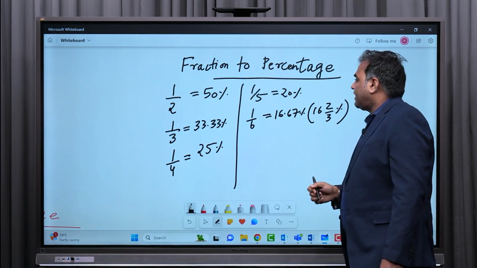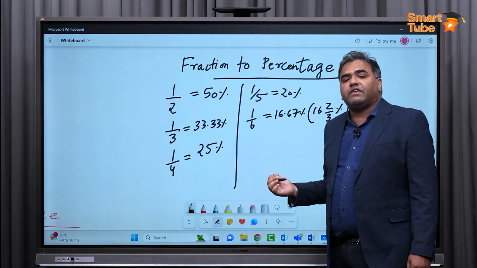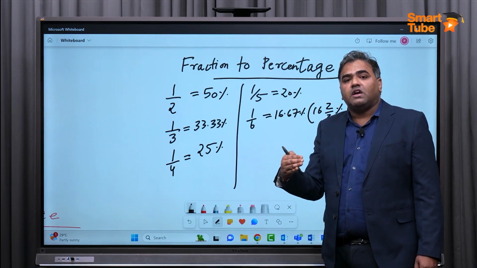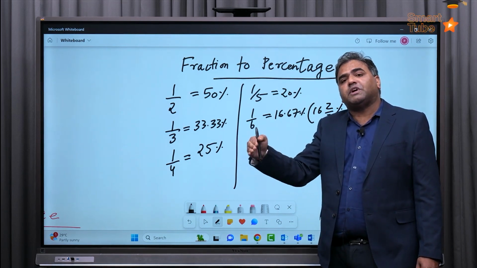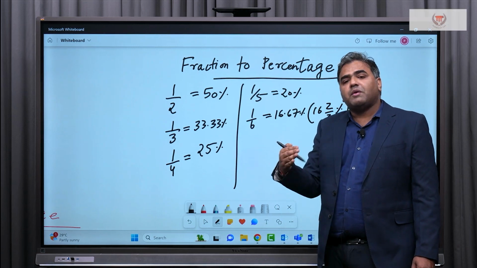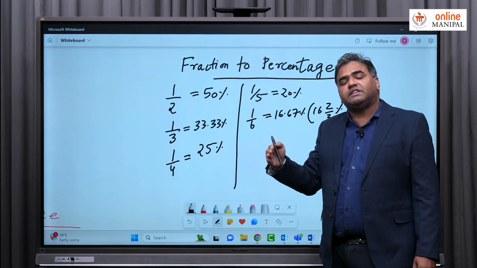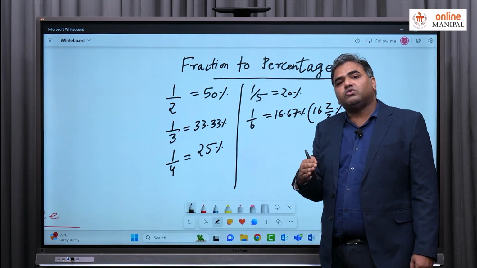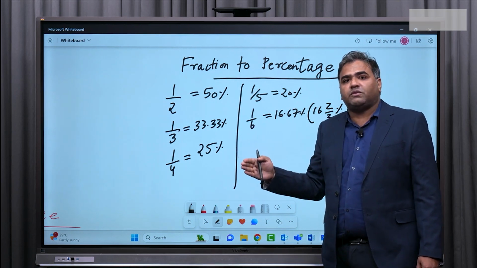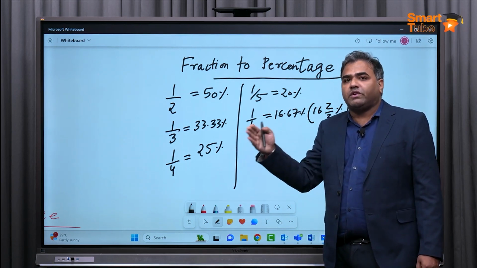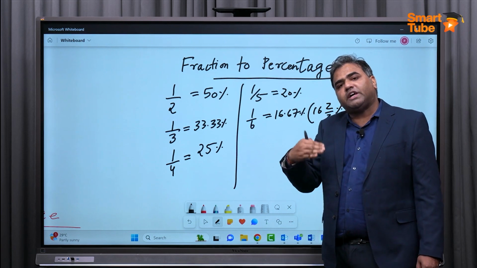This is important guys, because in competitive exams, you might get values like what is 283.33% of 12. So if I am asking you what is 283.33% of 12, you need to understand what is 100% of 12. 100% of 12 will be 12 only. What would be 200% of 12?